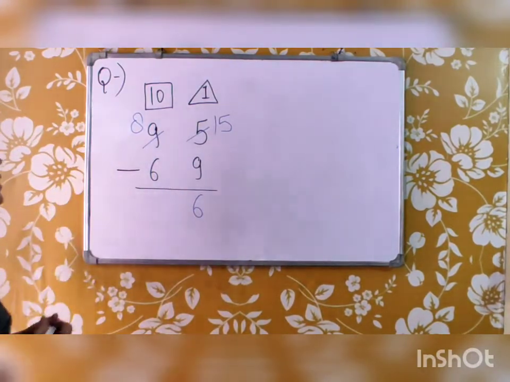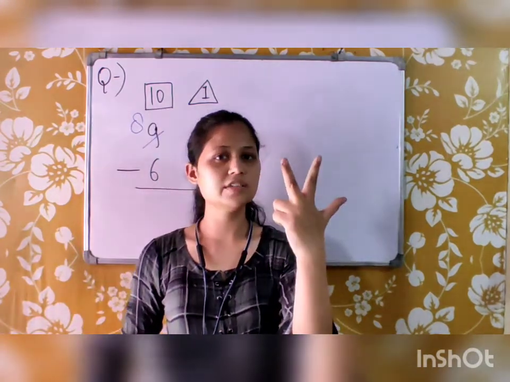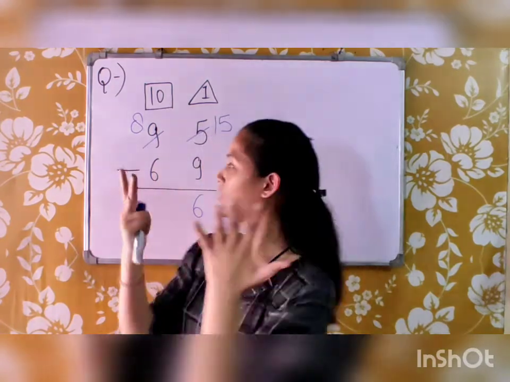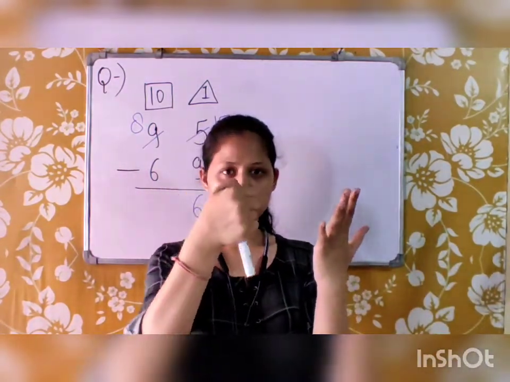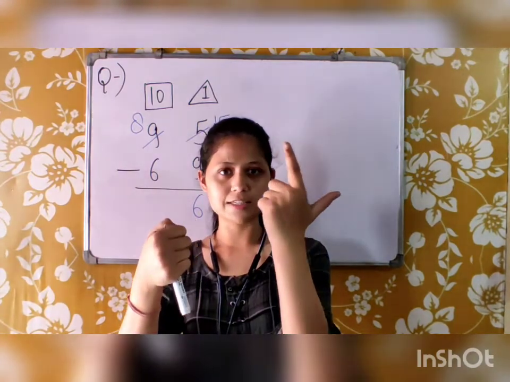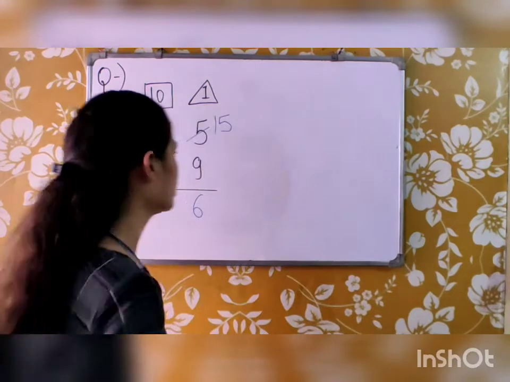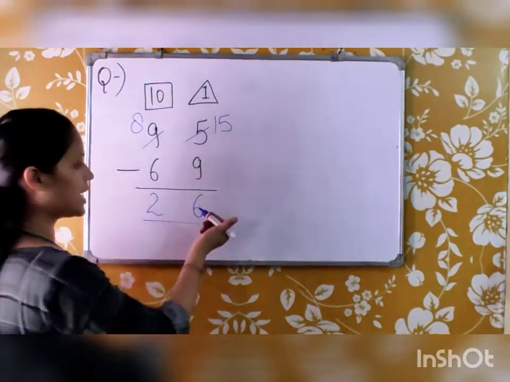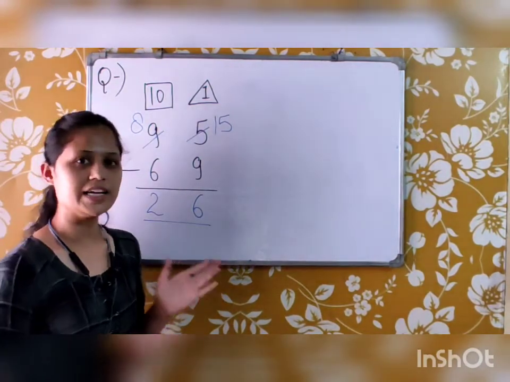Then 8 minus 6. We have to do 8 minus 6. So let's count 1, 2, 3, 4, 5, 6, 7 and 8. Now we have to minus 6 from 8. 1, 2, 3, 4, 5 and 6. How many are left? 2 are left. So 8 minus 6 will be 2. 15 minus 9 is 6 and 8 minus 6 is 2. So the answer is 26.